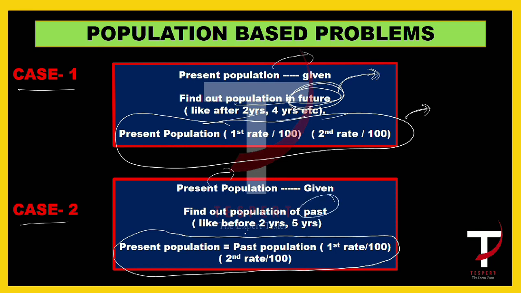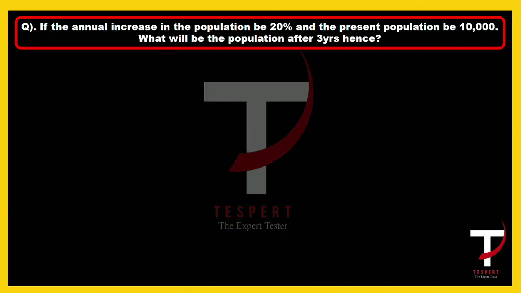Like what was the population before 2 years, before 5 years, before 6 years, like that. So please remember this. I will get back to the application of this formula. We'll solve this, so you will get a clear idea how to solve these population based problems.